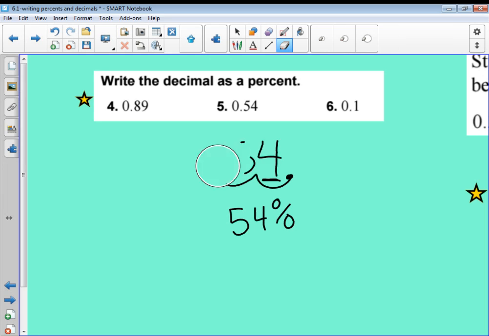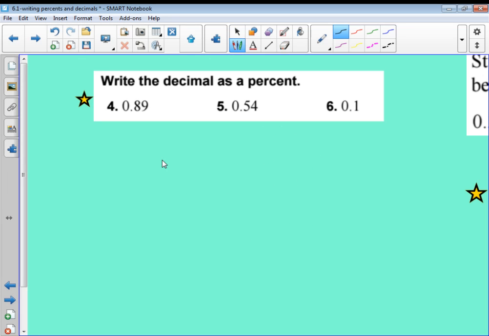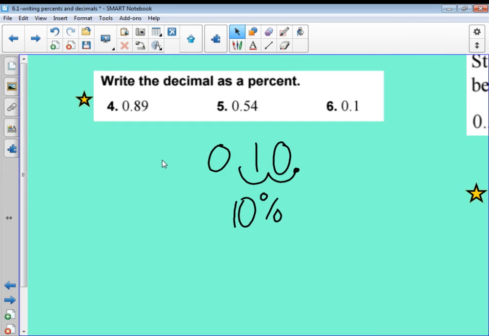All right, let's look at this last one. If I have 0.1, I move my decimal place 1, 2. This is an unknown place, it is a 0, which gives me 10%. Okay, so my 1/10 is the same thing as 10%, or 10 over 100.